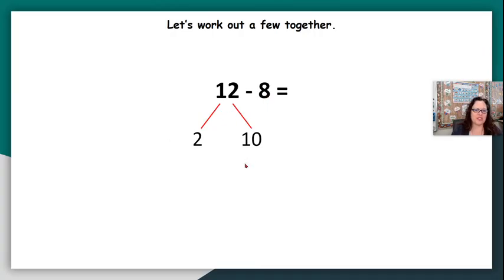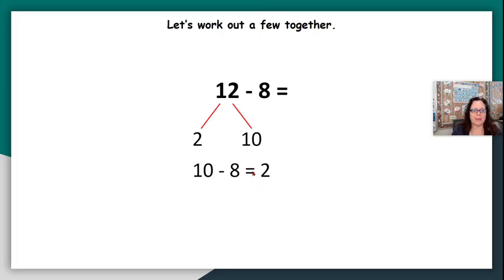All right, what do I do next? What is my next step? Shout it out. Oh, I didn't hear you. Shout it out again. Good. 10 minus 8. And we know that 8's partner to 10 is 2. Or if you're not sure, you can go 8, 9, 10 as you're still memorizing those.